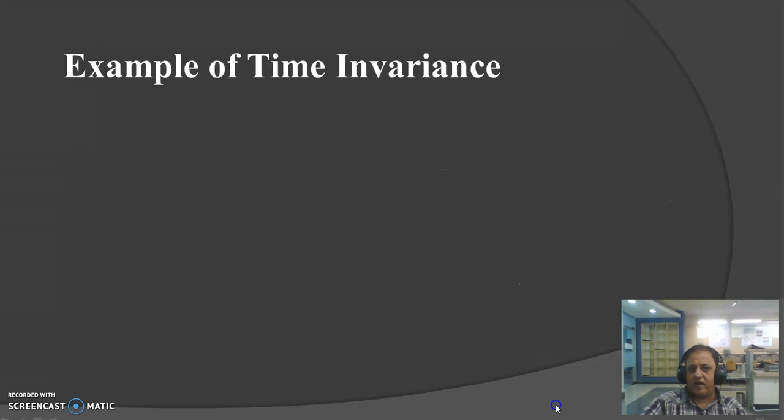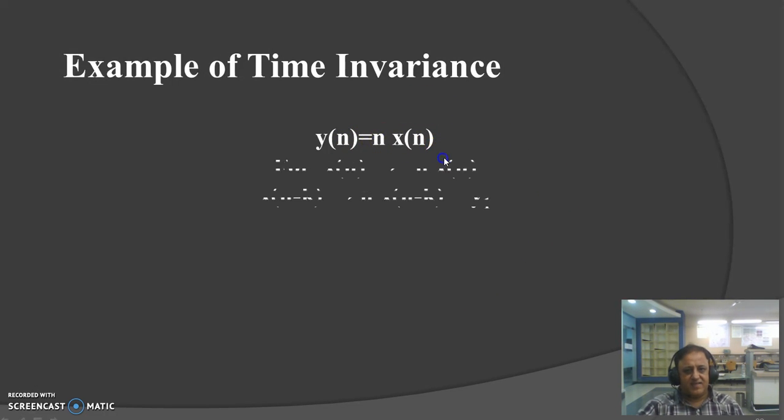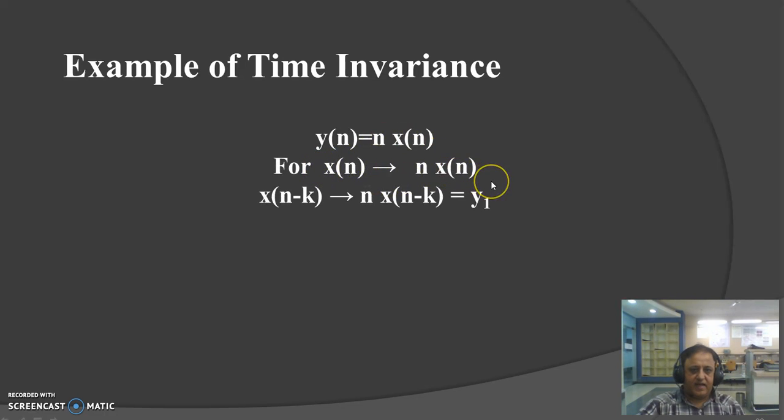Go to the next slide again. The examples of time invariant systems. Let's take y[n] equal to n times x[n]. So if x[n] is given, the output is n x[n]. If x[n minus k] is given as the input, the output would be n times x[n minus k], because now x[n] is replaced by x[n minus k] and the n remains as it is. So this output is considered as y1.